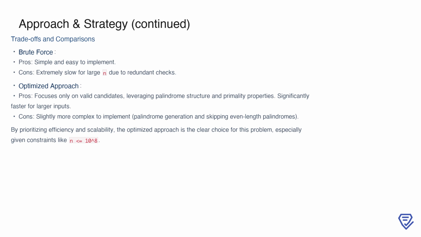In contrast, the optimized approach focuses only on valid candidates by leveraging the structural properties of palindromes and the mathematical properties of primes. This makes it significantly faster and more scalable, especially for constraints as large as n up to 10 to the power of 8. However, the optimized approach does require slightly more complex implementation steps, such as palindrome generation and skipping even-length palindromes. Overall, the optimized approach is the superior choice for solving this problem efficiently and effectively.